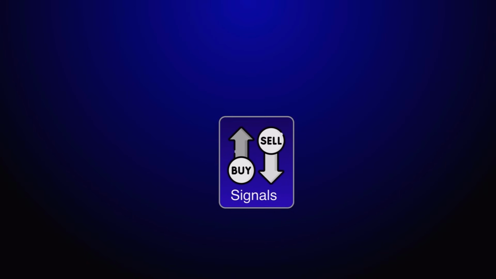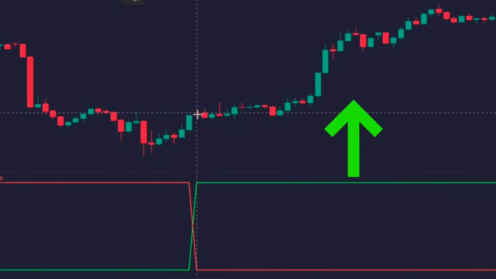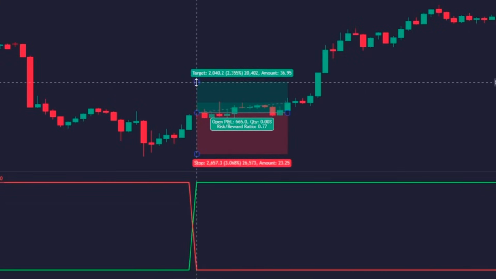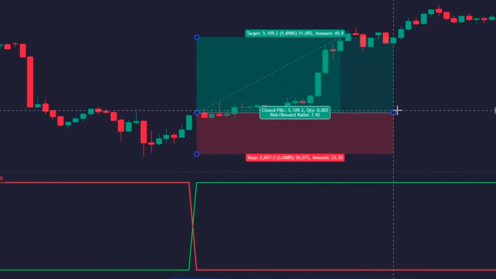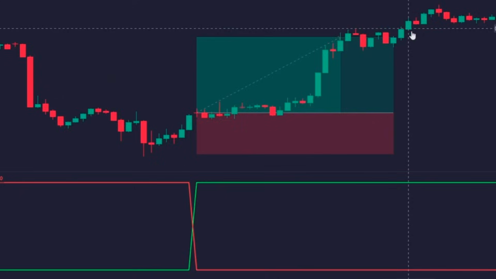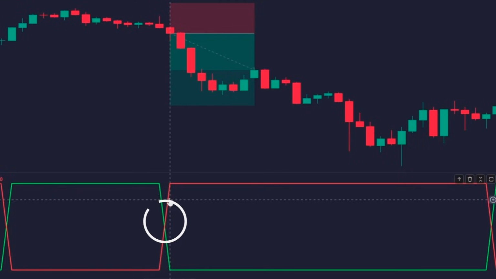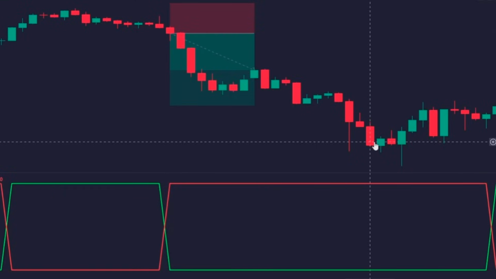Now let's define the signals clearly. A buy signal appears when the Bears Bulls Impulse shifts into a bullish zone, showing that buying pressure is starting to dominate. A sell signal is the opposite, when bearish pressure takes over and the indicator flips negative.